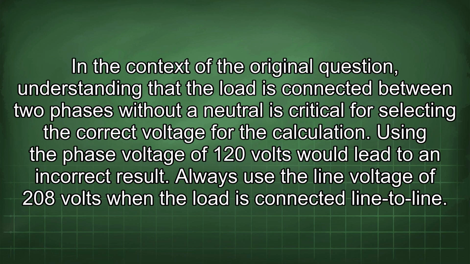In the context of the original question, understanding that the load is connected between two phases without a neutral is critical for selecting the correct voltage for the calculation. Using the phase voltage of 120 volts would lead to an incorrect result. Always use the line voltage of 208 volts when the load is connected line to line.